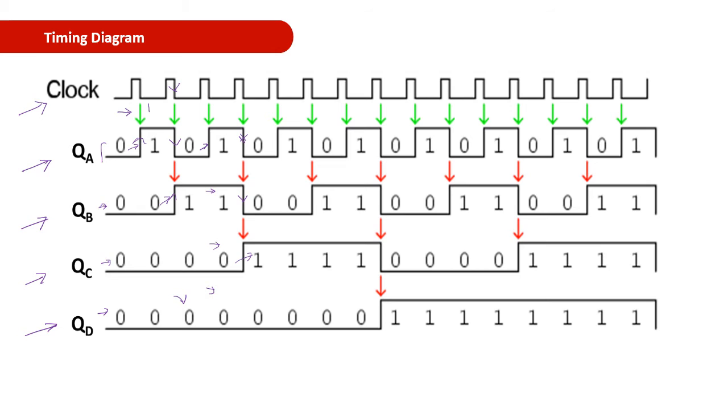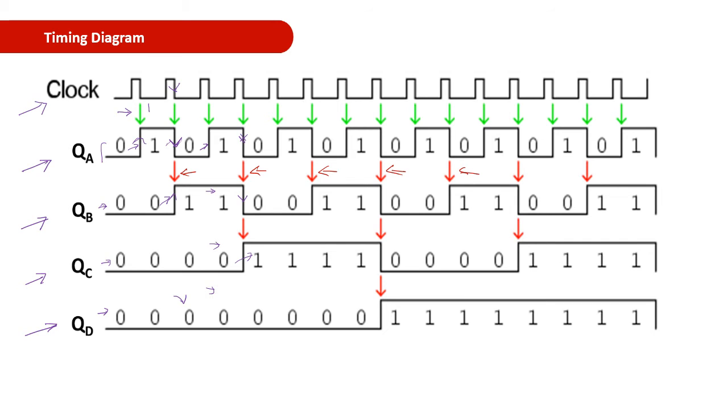Now QB will change its state, or get toggled, when there is a negative edge coming from QA. So whenever QA changes from 1 to 0, that is a negative edge, and your QB will be changing. So here there is a 1 to 0 change, here is the next 1 to 0, here the next one, here the next one, and here this next one.